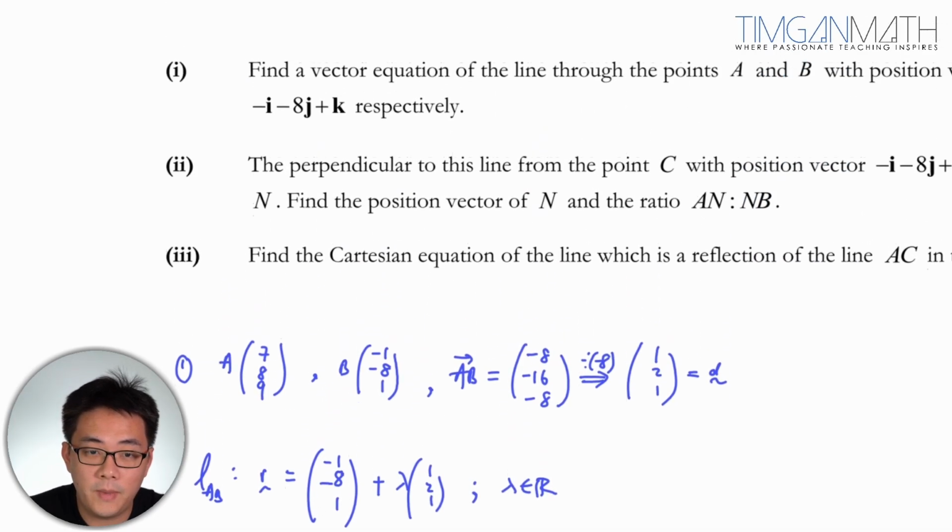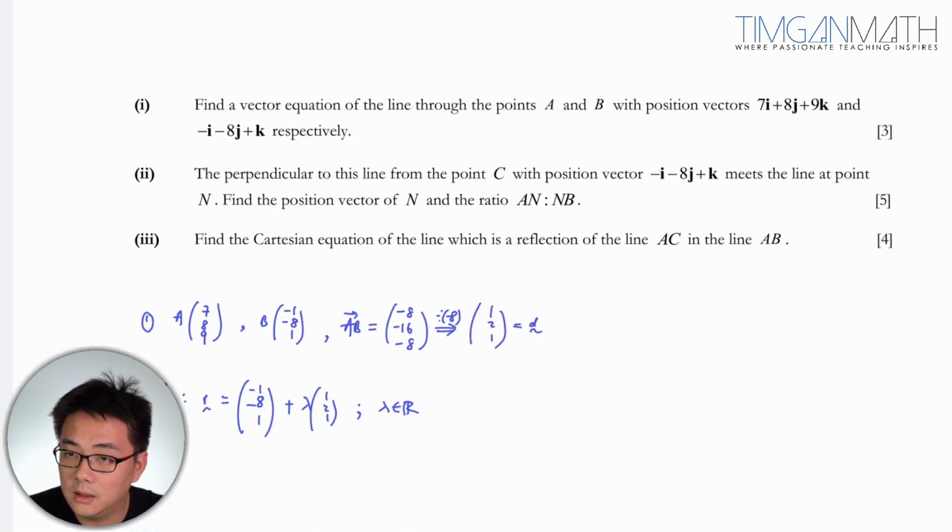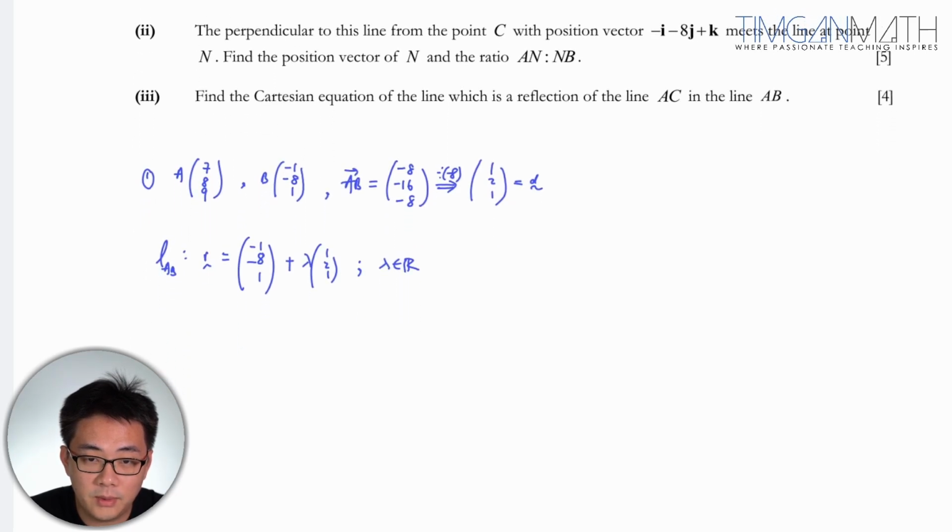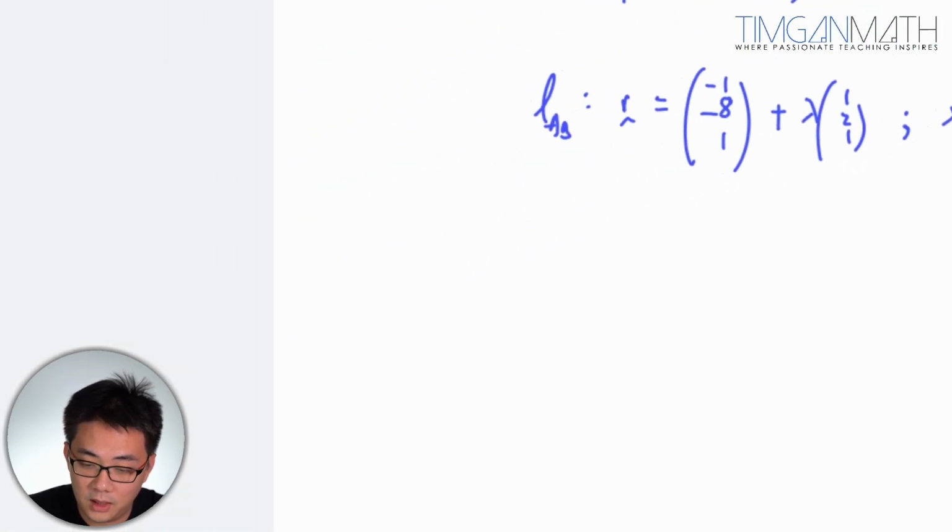For the subsequent part 2, the perpendicular to this line from the point C with position vector (1, 8, 3) meets the line at point N. Find the position of N and the ratio of AN to NB. That is pretty okay also.